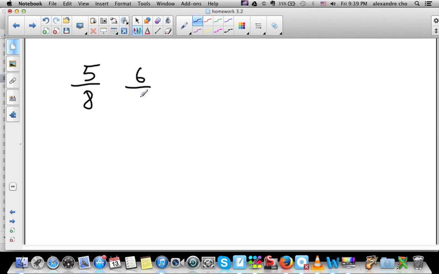This one doesn't need discussion. A chocolate bar cut in 8 pieces, somebody takes 5. The other person takes another chocolate bar, cuts it in 8, takes 6. Who took more? Obviously, this guy. So 5 over 8 is less than that. Now, 5 over 6 and 5 over 8.